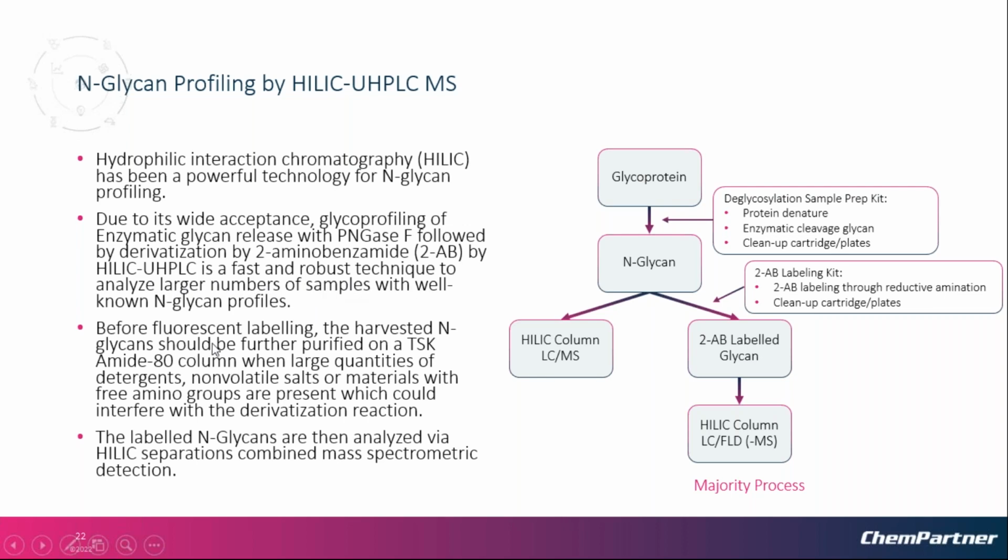Before the fluorescent labeling, the harvested N-glycans should be further purified on a TSK column when large quantities of detergents are present. The labeled N-glycans are then analyzed via HILIC separation combined with mass spec detection.